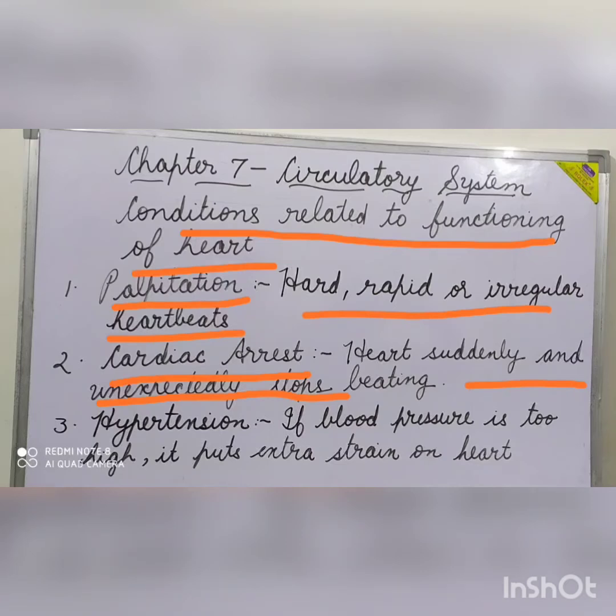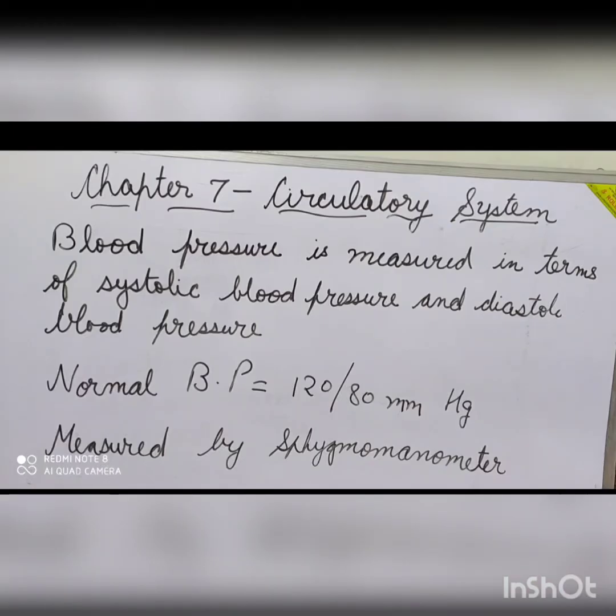The next condition is hypertension. Blood pressure is the force exerted by the blood against the walls of the arteries. The magnitude of this force depends on the cardiac output and the resistance of the arteries. If the blood pressure is too high, it puts extra strain on the heart and it may lead to heart attacks and strokes. The blood pressure of a person is measured in terms of systolic blood pressure and diastolic blood pressure.